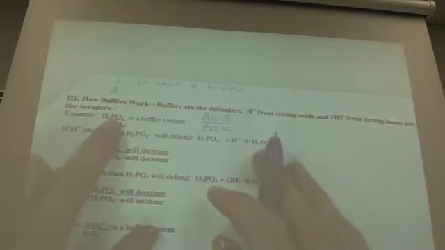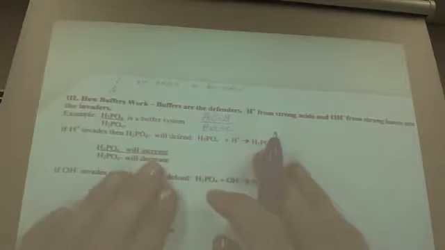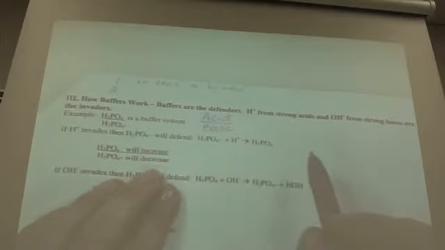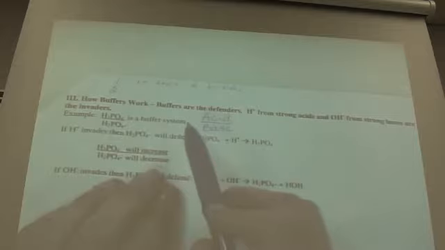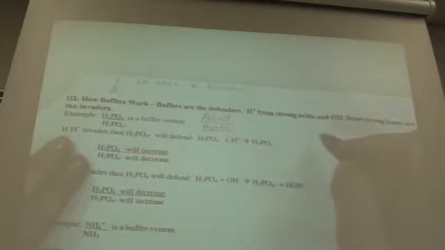Yes, it does. This HPO3 is a weak acid, and this is its conjugate base. We're good to go. Now, you need to know how to write a reaction that will show how this buffer system will change when you add a strong acid or a strong base. Okay, let's say we added HCl.